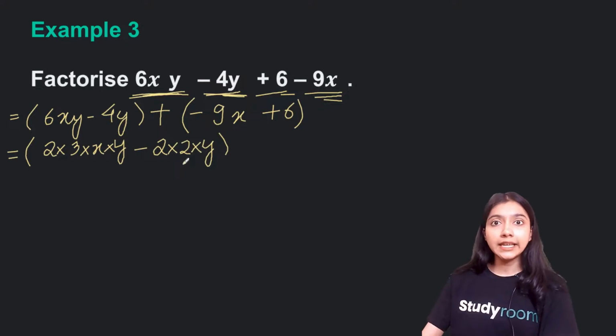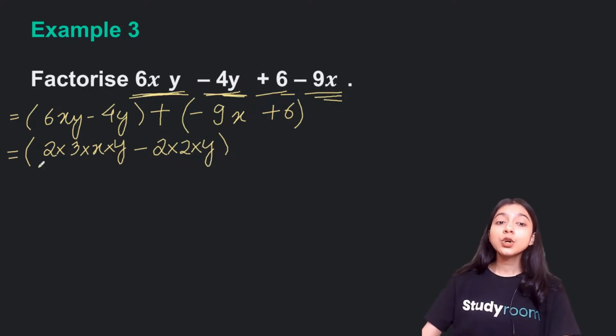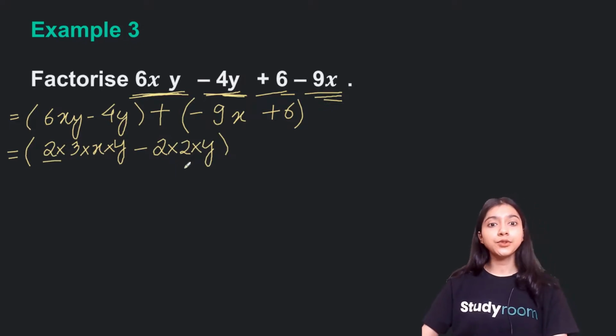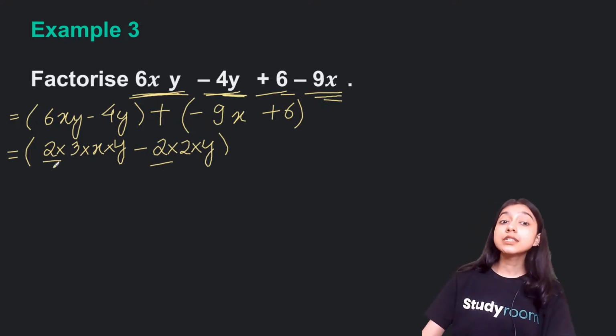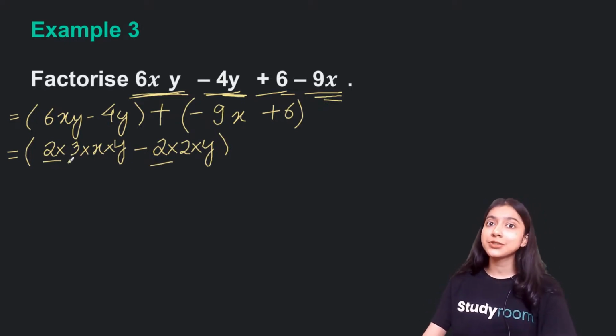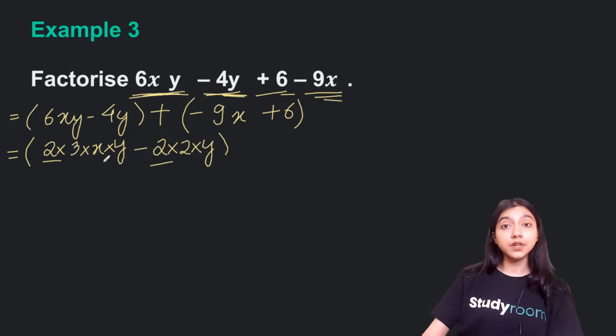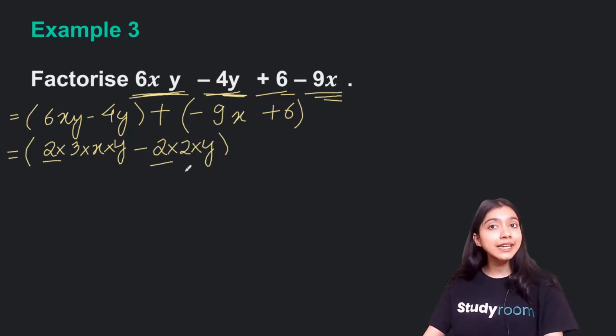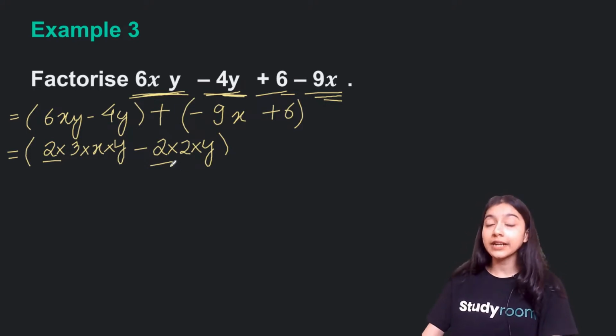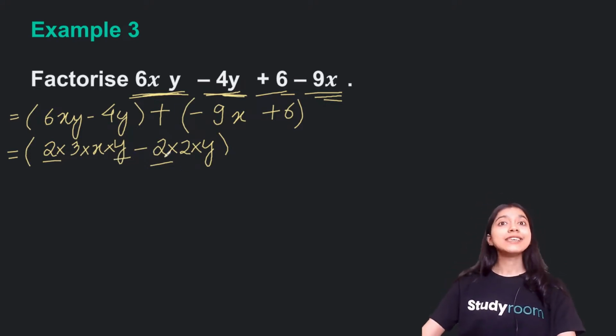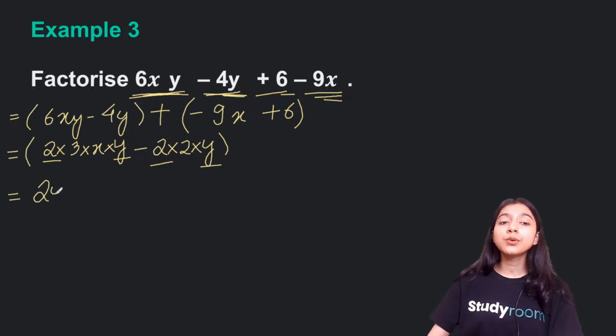Now let's try taking out the common factors. So in the first term we have 2, in the second term as well. In the first term we have 3, but we do not have 3 in the second term, so it is not a common factor. Again we have x in the first term, but x is not there in the second term, so again it is not a common factor. Talking about y, yes, we have y in the second term as well. So 2 and y are the common terms from these two terms. So we will be taking out 2 and y.